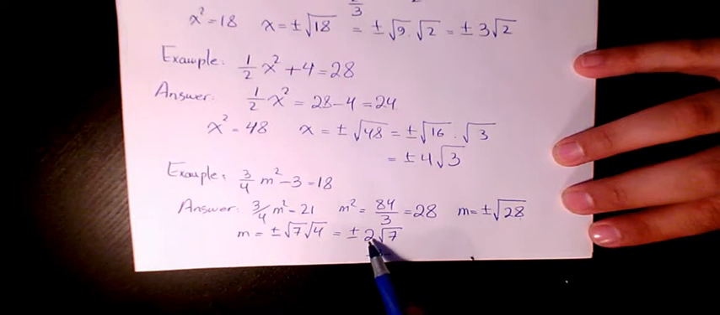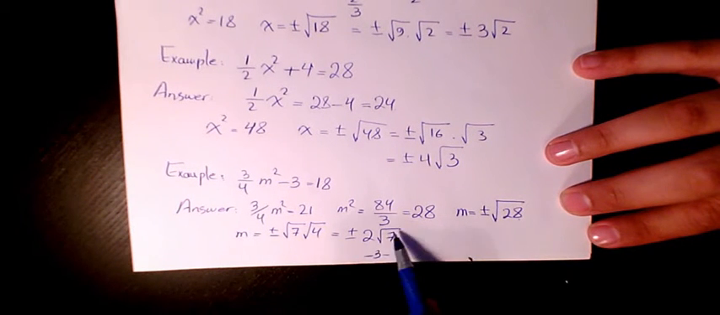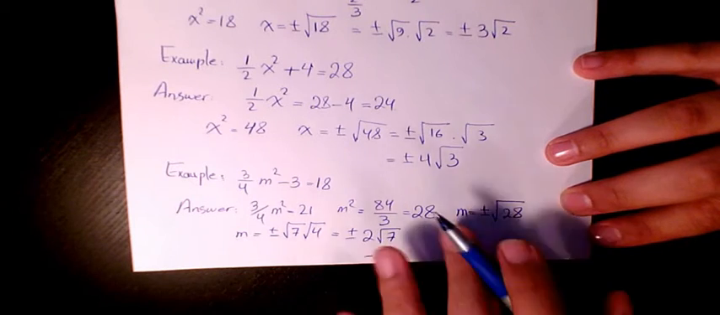So again, there are two answers. One of them is positive 2 root 7. The other one is negative 2 root 7. And that's the final answer.